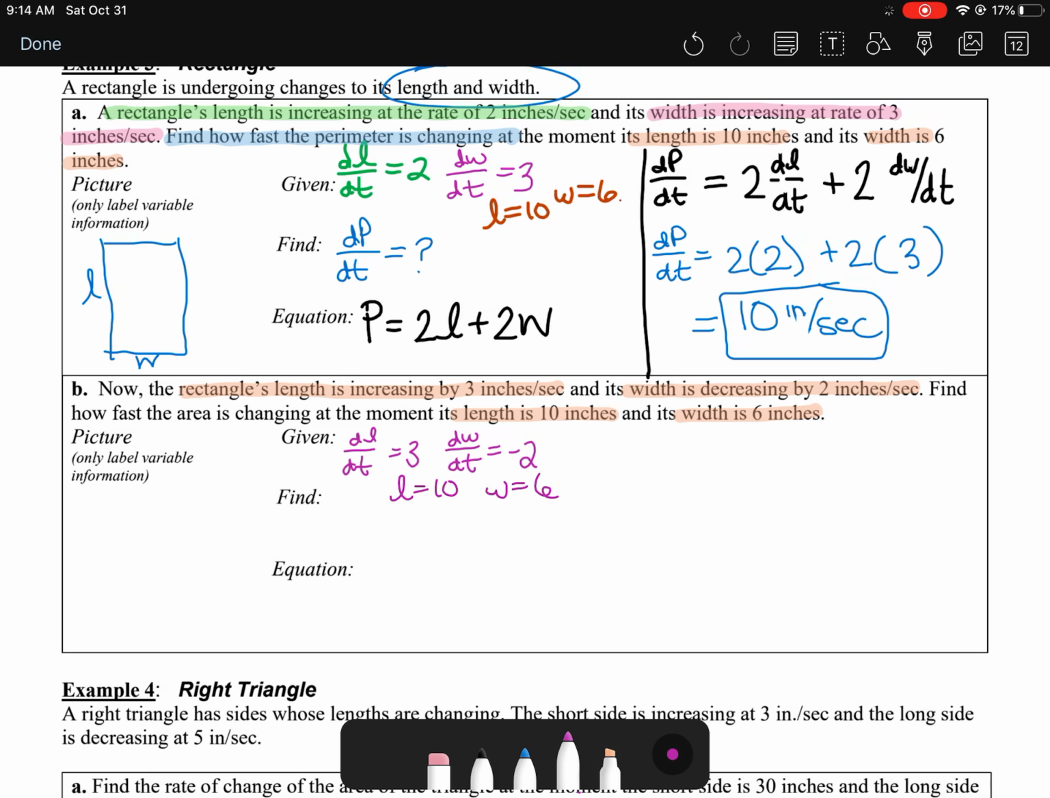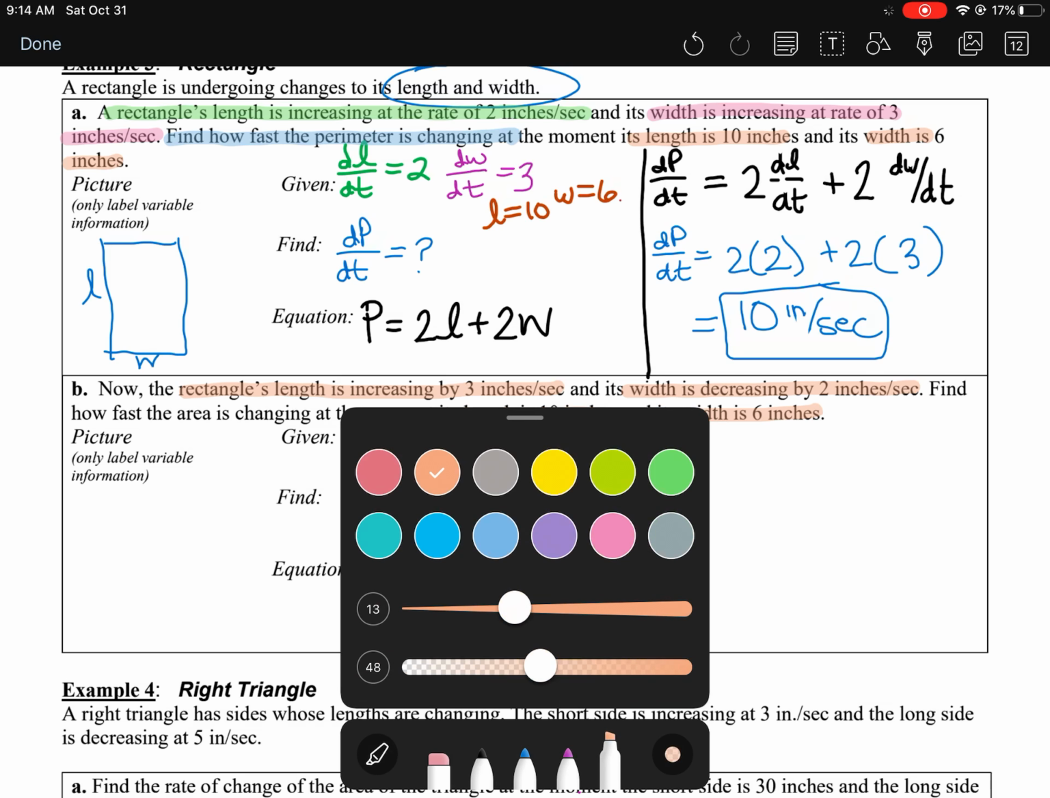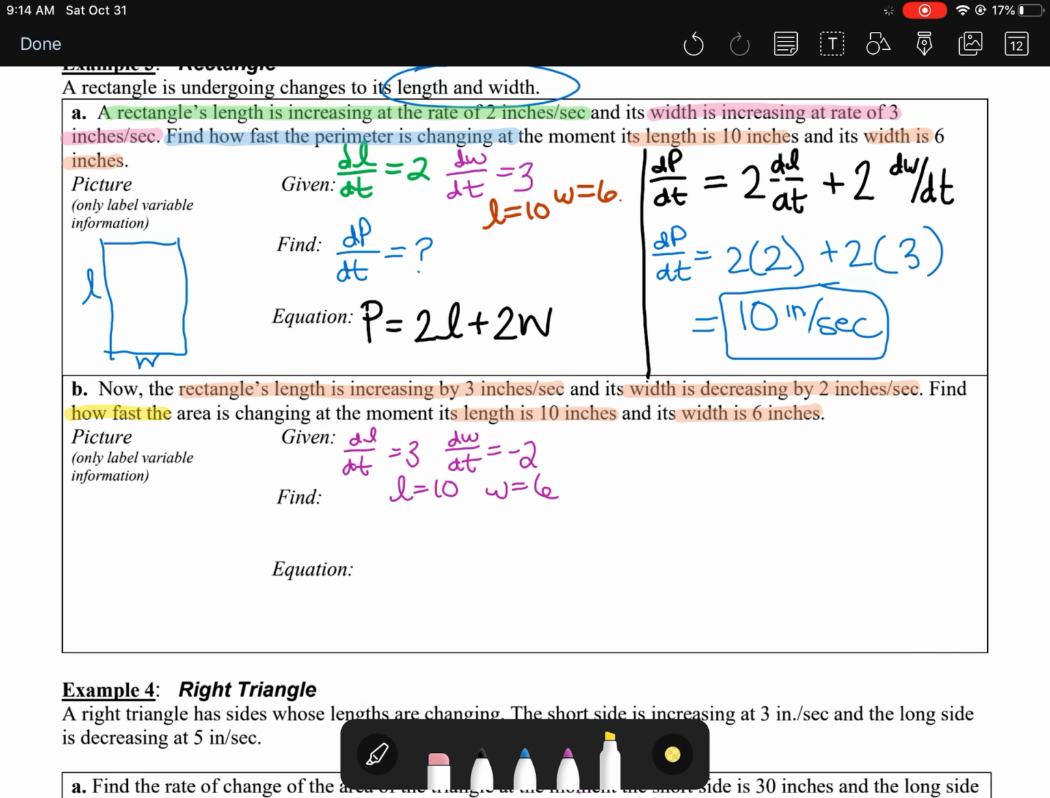Okay, but now this time, they're asking us how fast is the area changing. So that's a little bit different. So I need to find dA/dt. Okay. Well, let's think about that. Now I'm going to write that equation. Well, if I'm trying to figure out how the area is changing of a rectangle, I need the equation of the area of a rectangle. So the area of a rectangle is length times width.